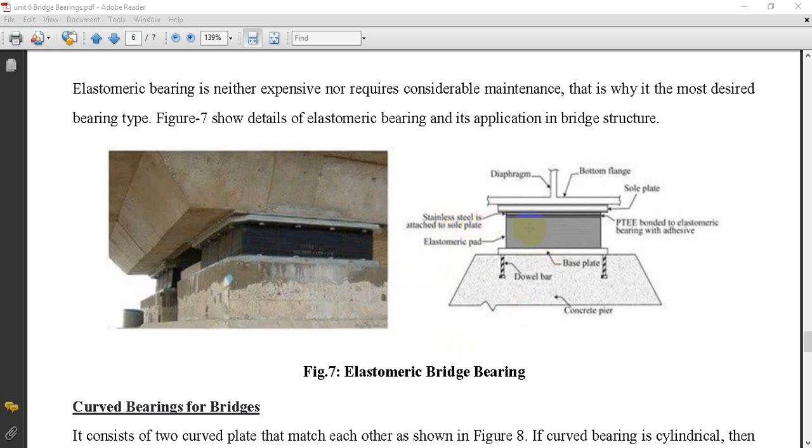A stainless steel plate will be attached above, and the bottom is the base plate, also stainless steel, which is fixed in the concrete pier, and between them elastomeric pads are provided. There may be a number of layers of pads provided here for the load, that is to accommodate deformation.